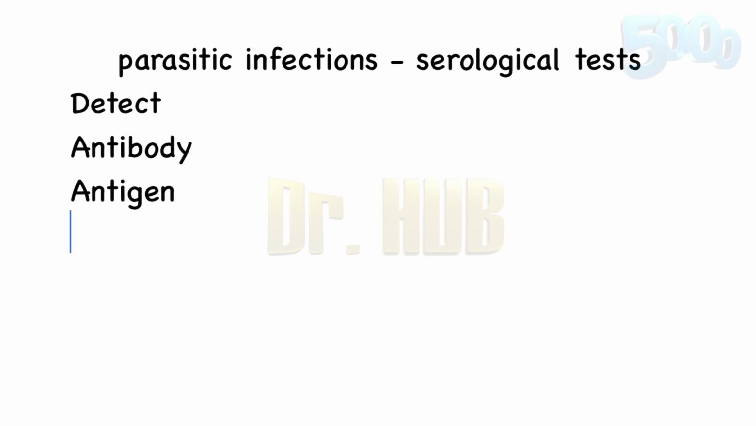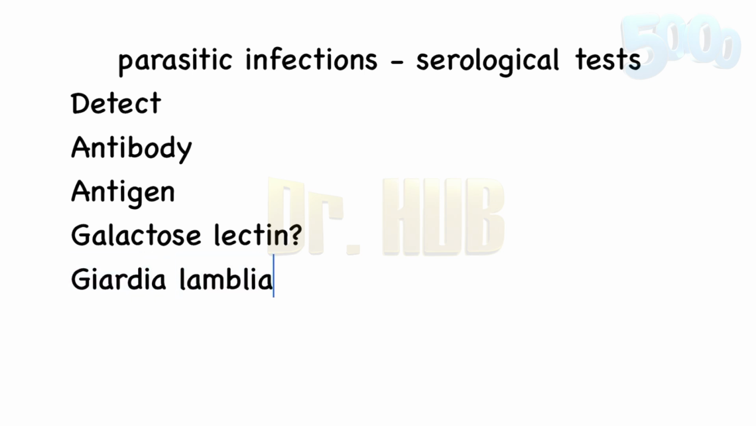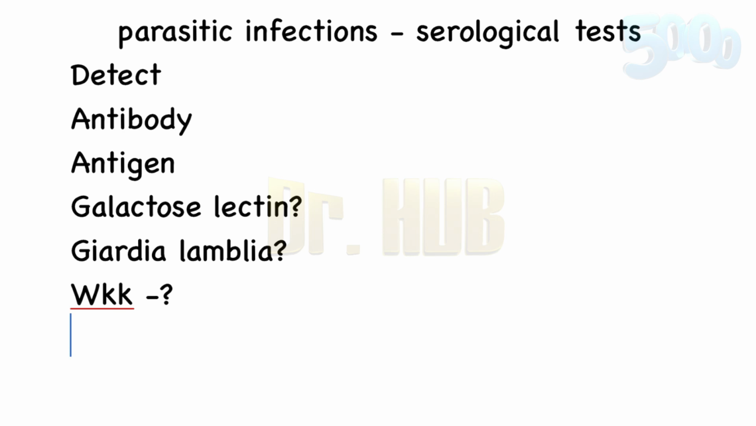So here in antigen you have the galactose lectin antigen. This is done for the Entamoeba histolytica. Then comes the Giardia specific antigen 65. This is done for, as the name suggests, the Giardia lamblia. Now the WKK and the RK39. So WKK and RK39 is for the Leishmania donovani.